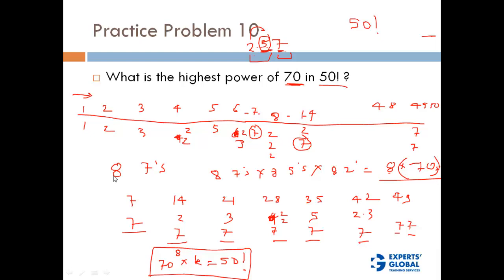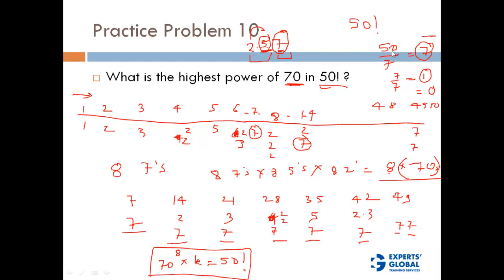The second one is the short method. The shortest method is based on the fact that in 70 we consider the highest power of the highest prime factor of this number. 70's highest prime factor is 7, so we are going to think only with respect to 7, and the way we do it is we take 50 divided by 7. What do we get? We get 7. We take this number, divide that by 7 again, we get 1. We take this number, we divide that by 7. What do we get? We get quotient as 0. We are only worried about the quotient.